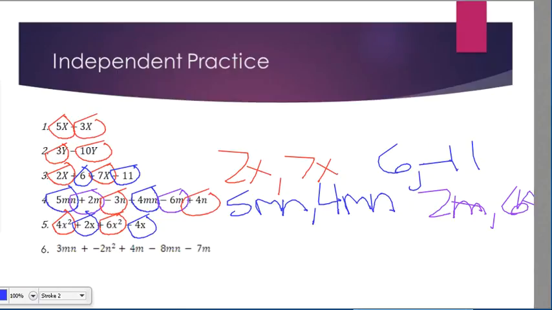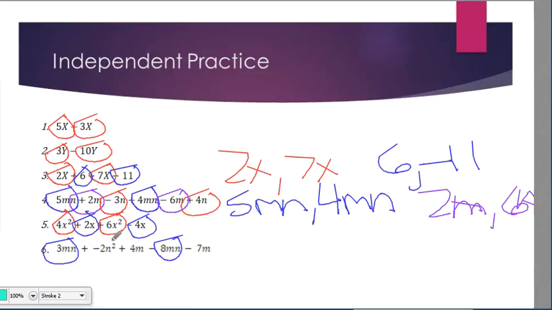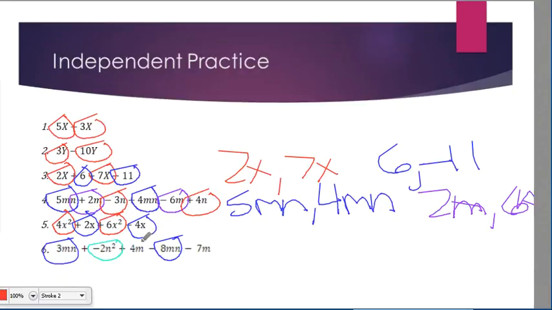Okay, let's look at number 6. We have a 3mn, we have an 8mn. Those would be like terms. We have a negative 2n squared, but we have no other terms that have an n squared. And we also have a 4m and a 7m. So those are like terms.